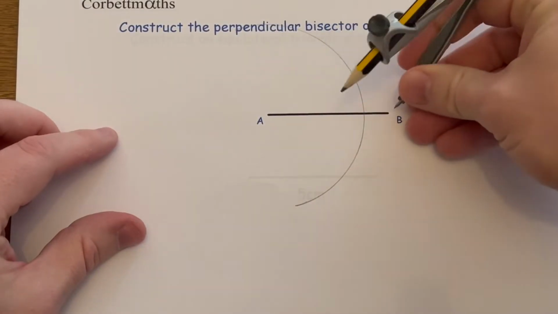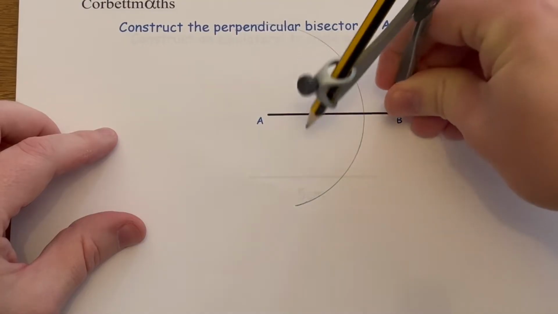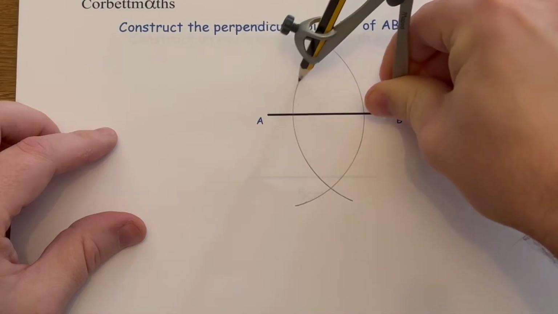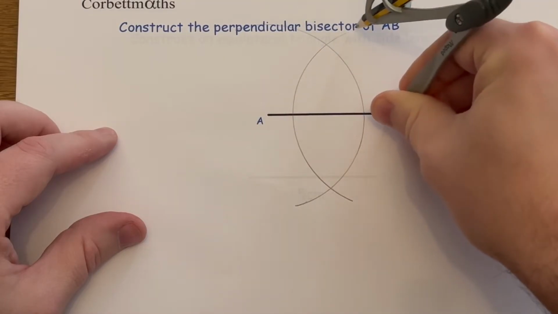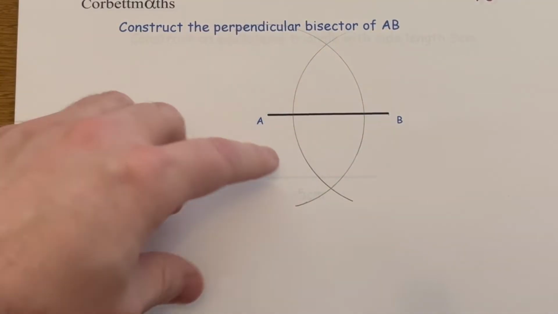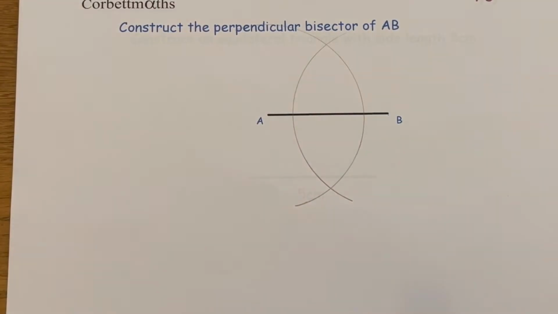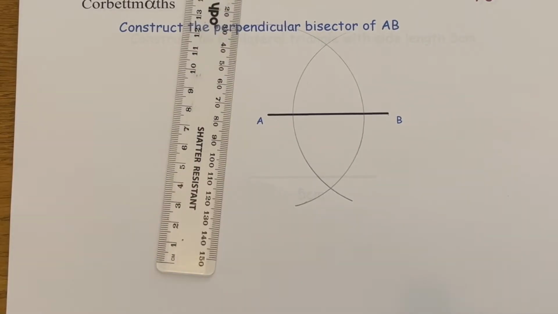You're going to put the point of the compass on B now, and draw another arc, like so. Again, it's very important you keep it over halfway. As you can see, those two arcs intersect here and here. If you get your ruler and pencil and join those two points up, that will be the perpendicular bisector. That's the line that'll cut AB in half at 90 degrees.